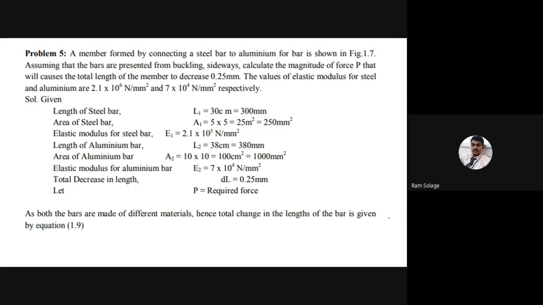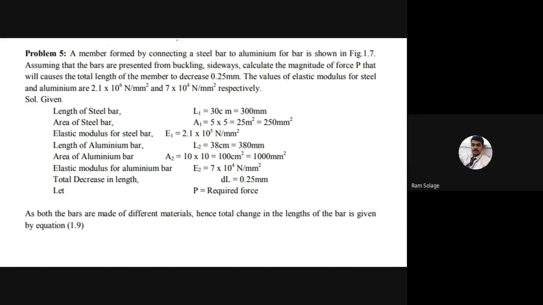Everyone has written the problem. This is somewhat different from the previous problem. In the previous three problems, the same setup was given, but in this problem they are asking for a different parameter. They are asking to calculate the value of P. In the previous problems they gave the value of P and asked us to calculate delta L. Now I will read the problem.